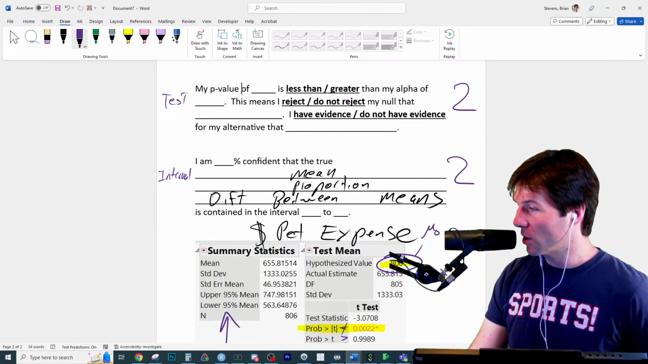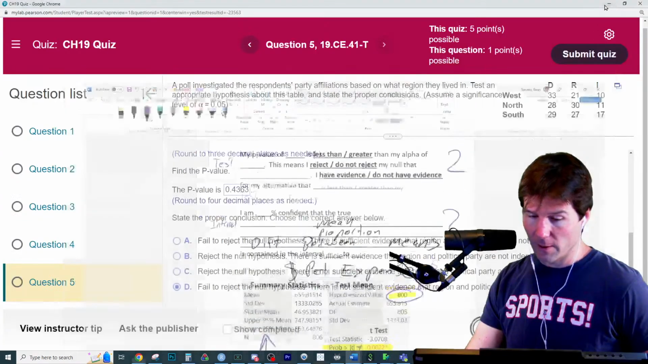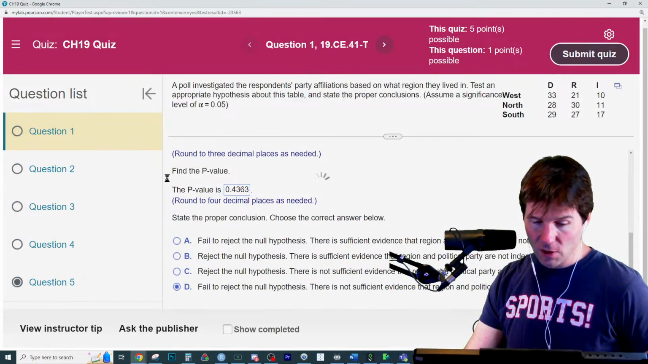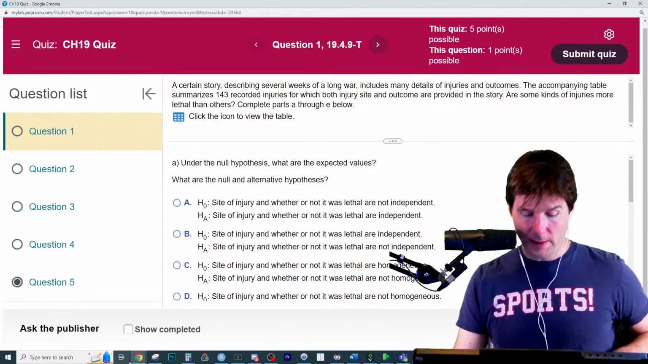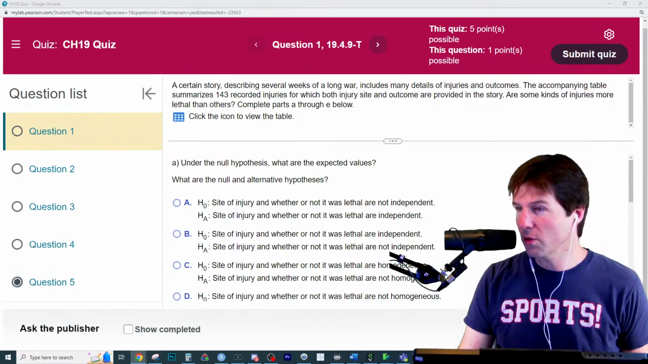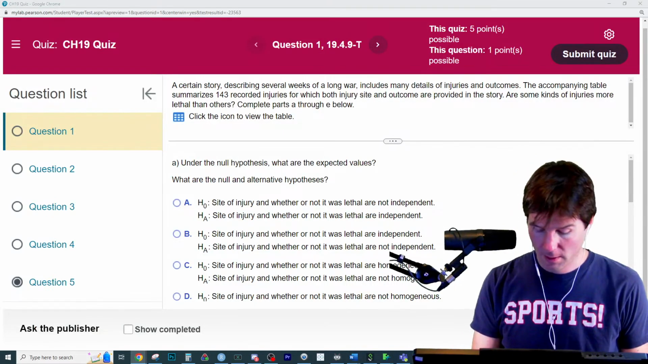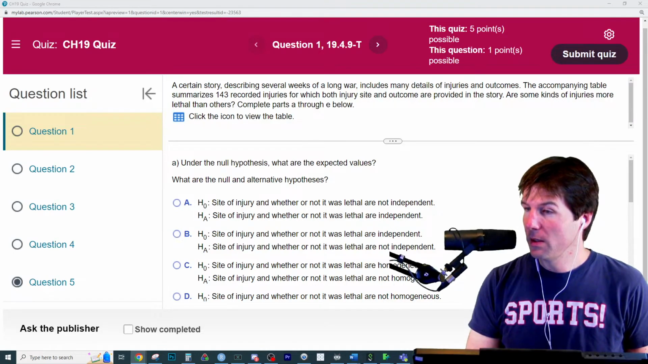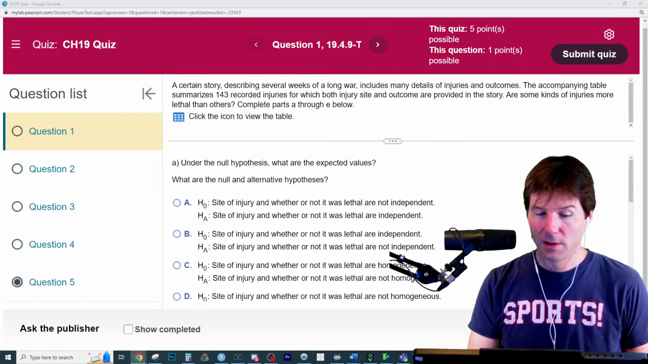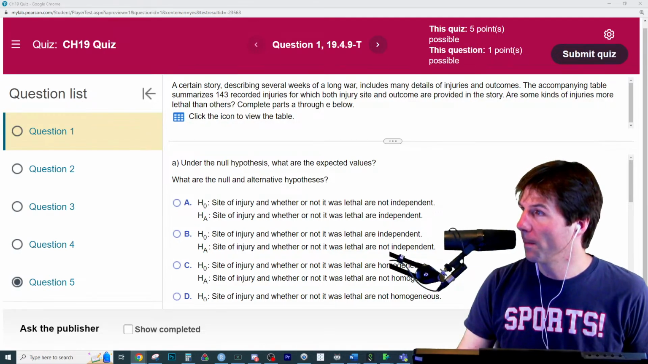A certain story describing a war. Let's do that one right here. Fun stories. Here we go. So when we do this, you ready, Robert? We got this. Certain story describing a war. Stat 201, chapter 19 quiz. There we go.